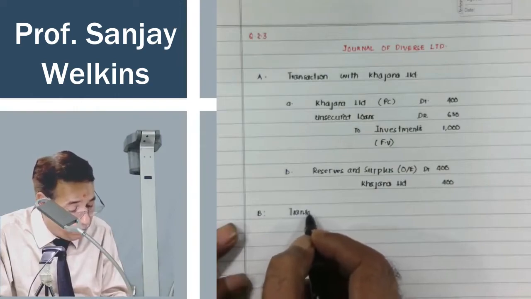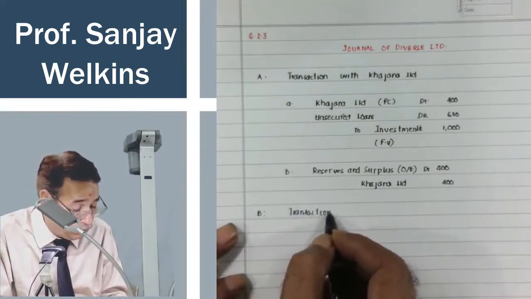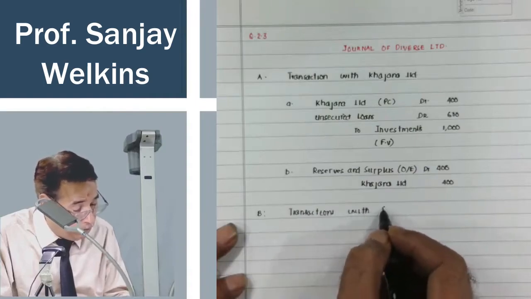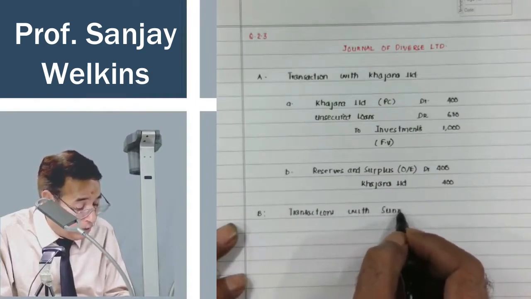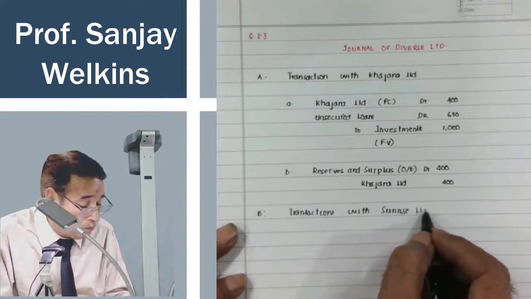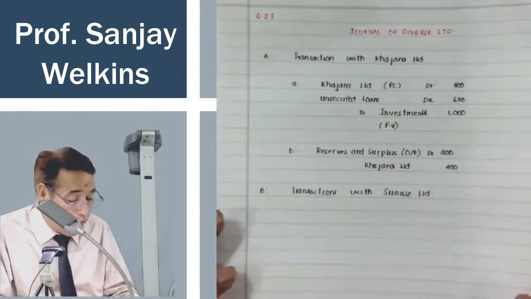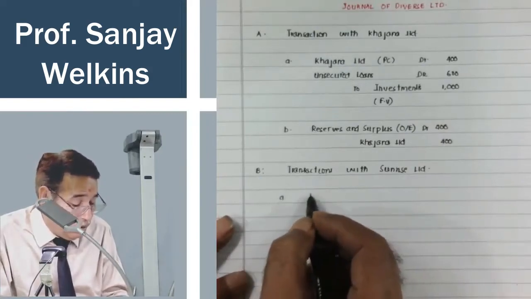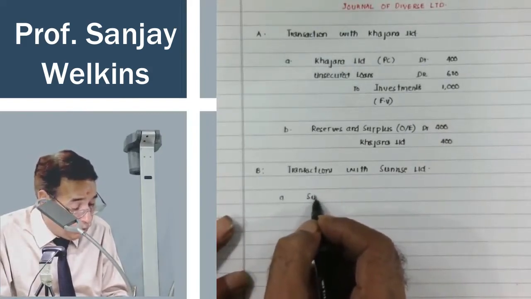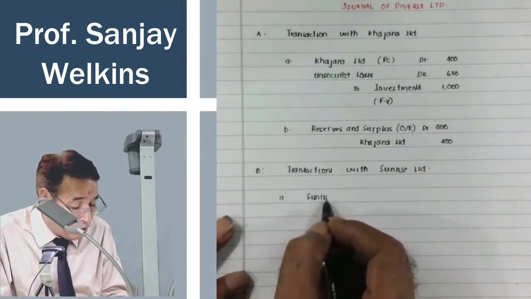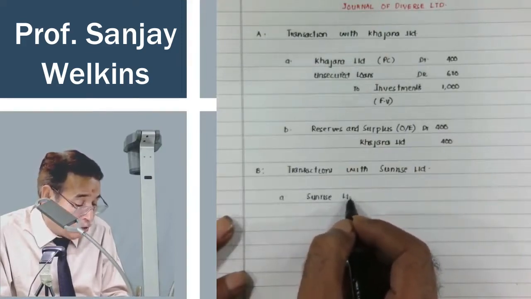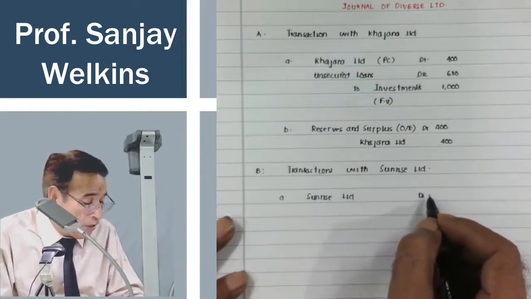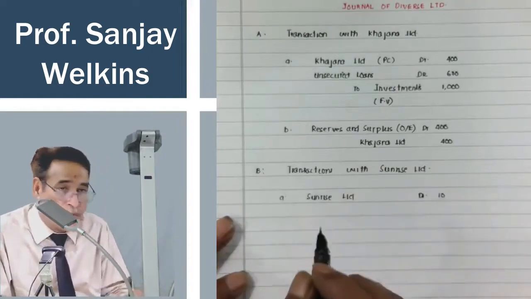Transactions with Sunrise Limited. As far as Sunrise Limited is concerned, if you remember, when we were analyzing the question, it was given that Sunrise Limited will deliver us 1 crore shares of rupees 10 each. That means the consideration is 10 crores. All figures are in crores.